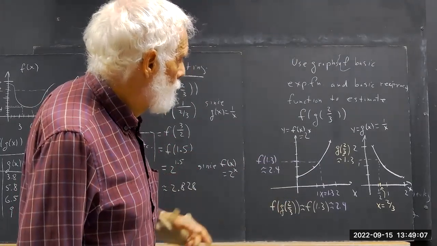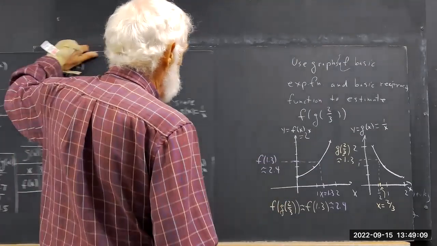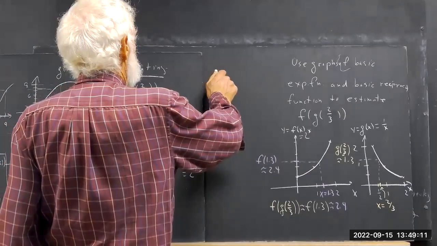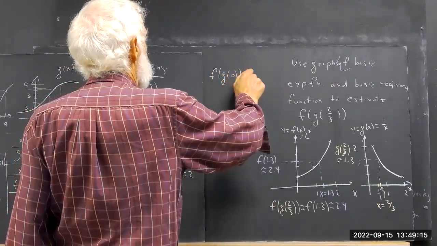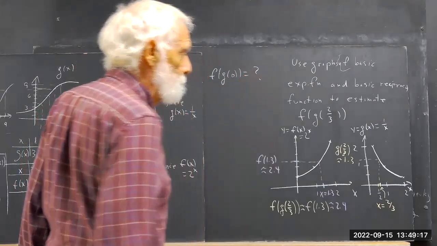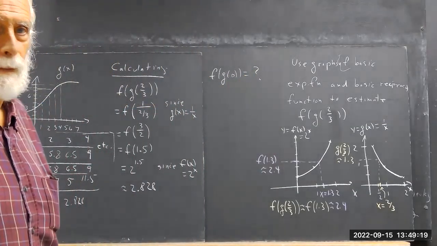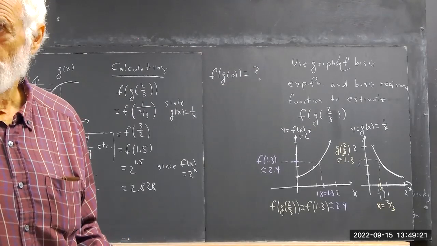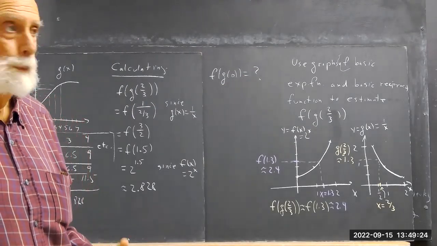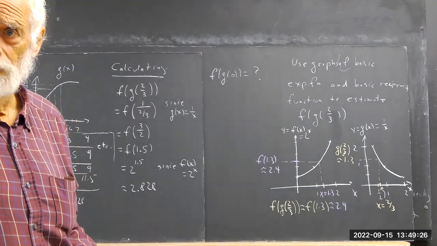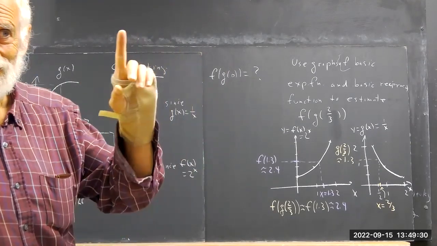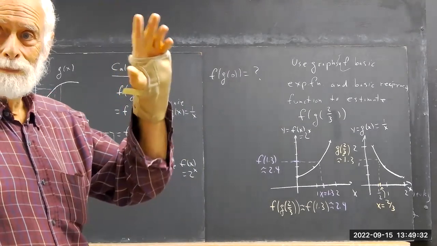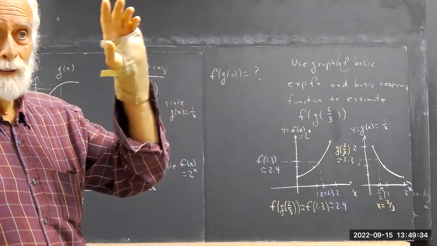What's f of g of 0? What's the problem with that? What's g of 0?